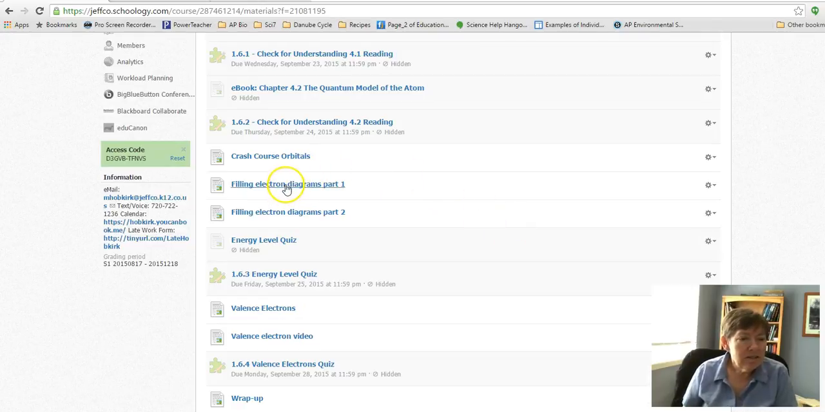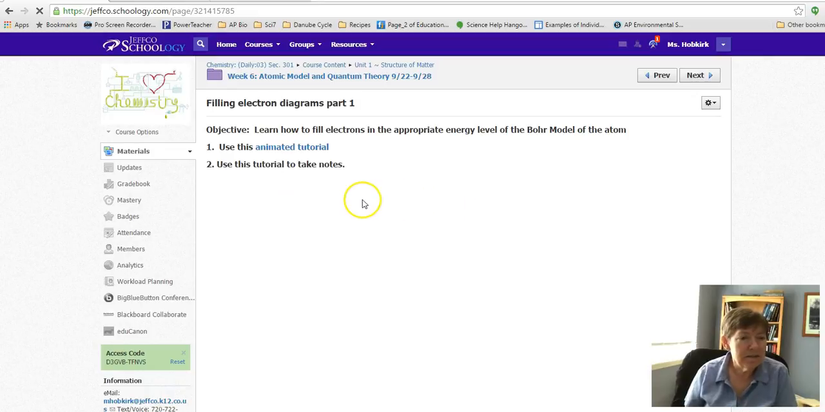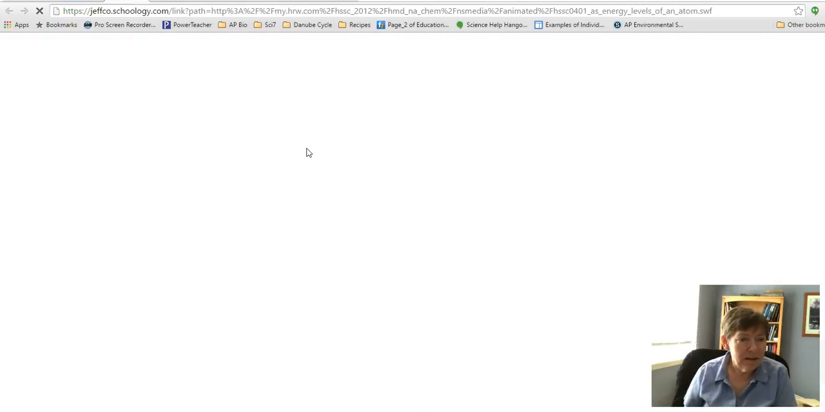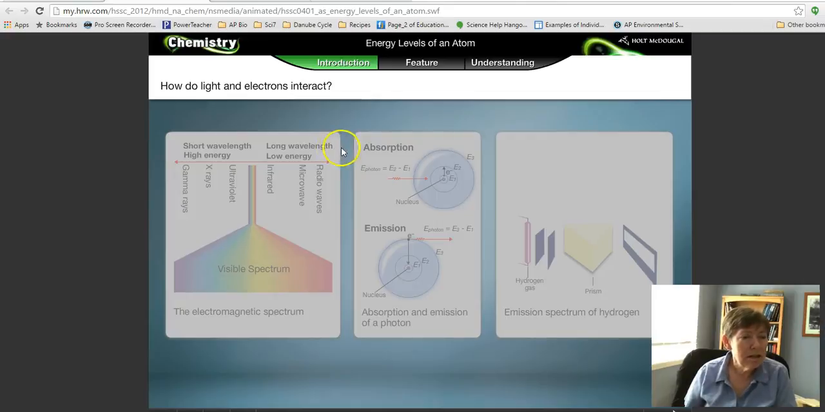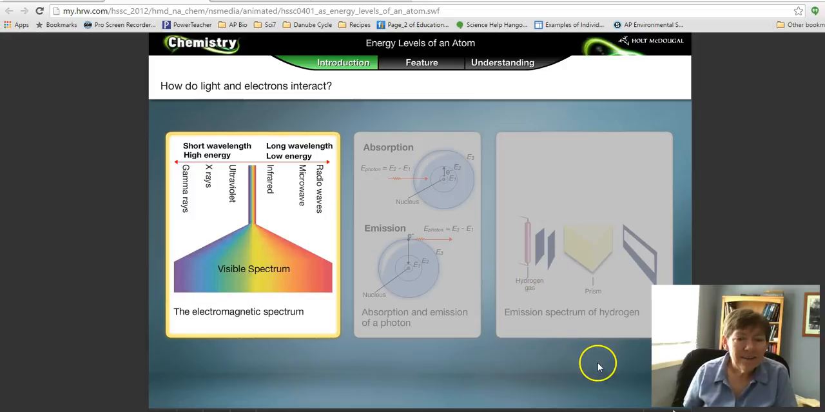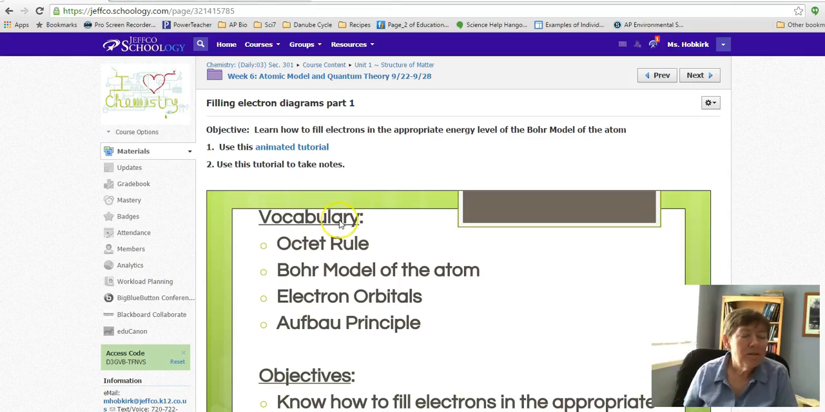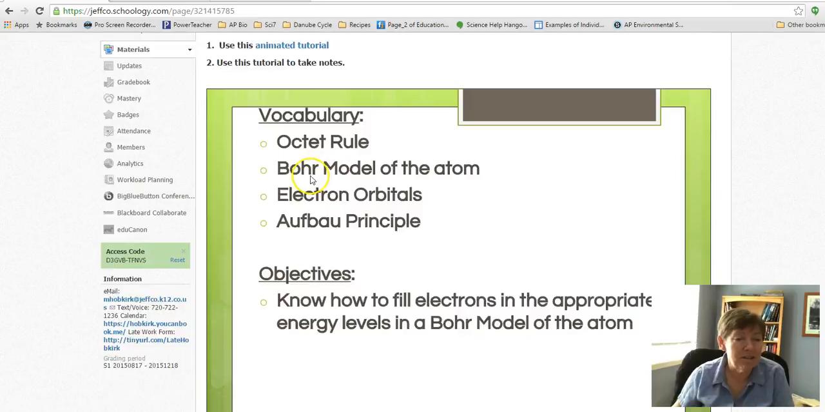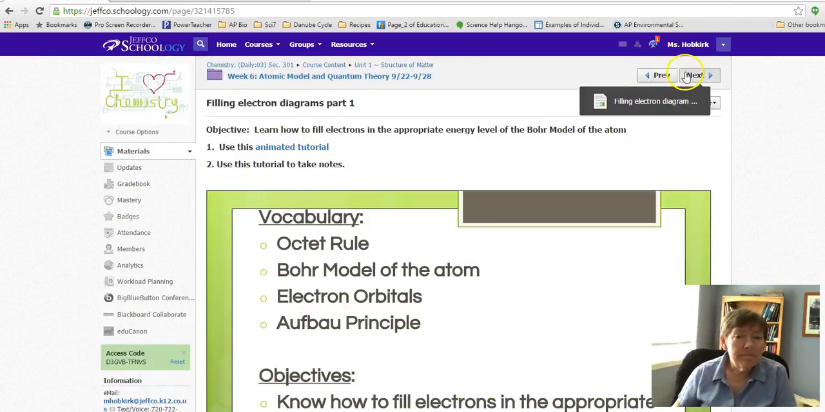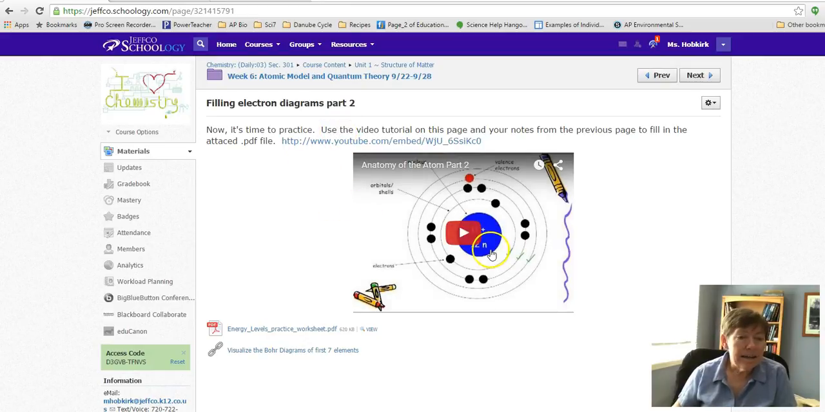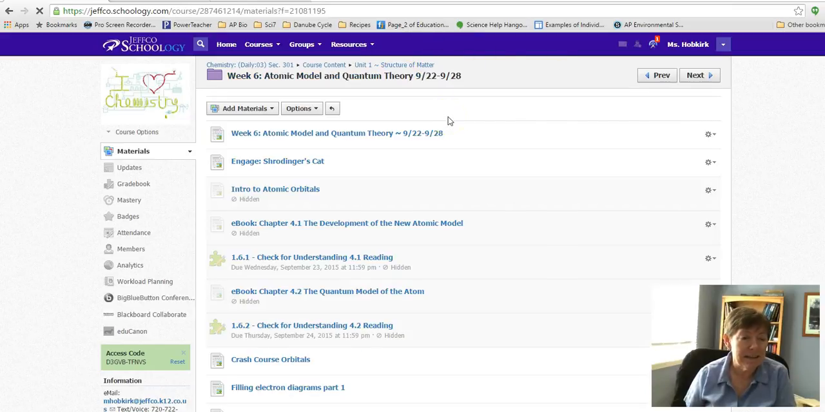Then filling electron diagrams, part one and part two. On these pages, there's an animated tutorial. I believe this is one from your book. How do light and electrons interact? Light, so I'm going to close this up. Remember to do those tutorials. I could tell on last week's quiz that some of you did not watch the tutorial when you turned in your assignment. So go through these. Again, make sure you're watching the videos. There's a worksheet here. This is guided practice for you. If we were in the brick and mortar, you would be required to do this in class. So I am trusting that you will do it so that you know how to do things when you get to the end of the week.